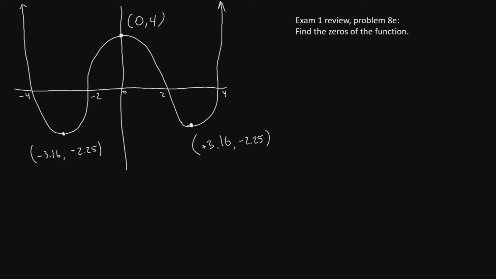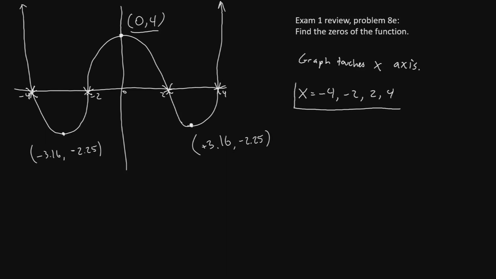Now problem 8e is to find the zeros of the function. The zeros of the function are where the graph touches the x-axis. We have 4 places on the graph where that occurs. At negative 4, negative 2, 2, and 4. We do not count 0, 4 because it's not touching the x-axis, it's touching the y-axis. We only need these 4 marks that I've made. So I will say that x equals negative 4, negative 2, 2, and 4. 0 is not on the list. Just those 4 will be the zeros of the function.